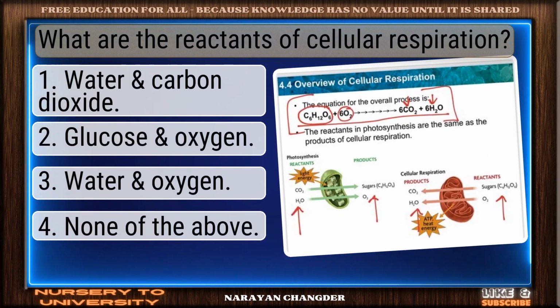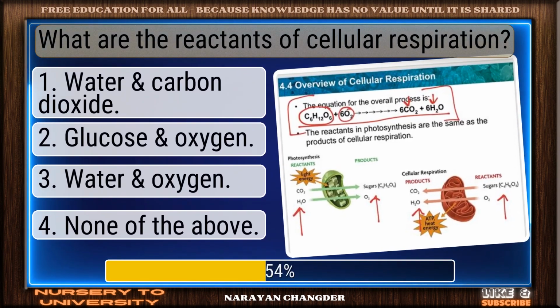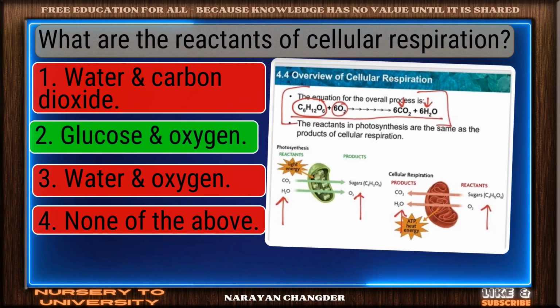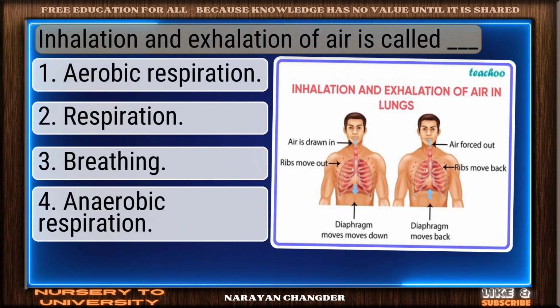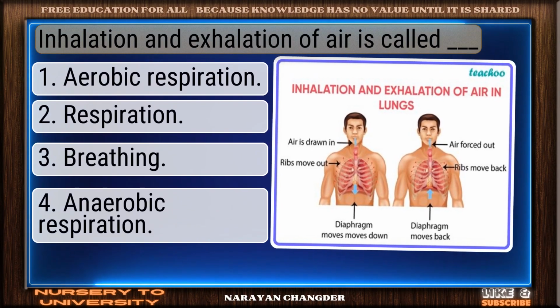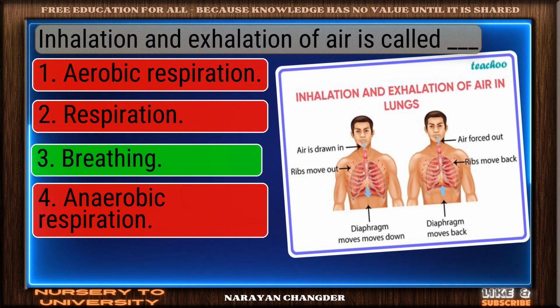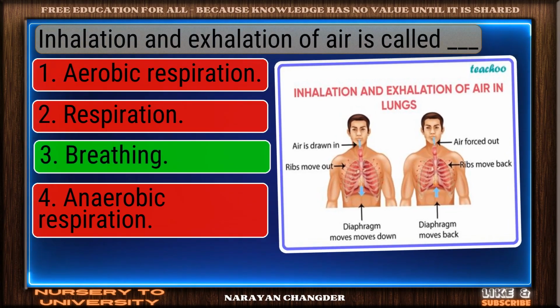Question number 21. What are the reactants of cellular respiration? Nicely done. Glucose and oxygen is a solid answer. Question number 22. Inhalation and exhalation of air is called a dash. Well reasoned. Breathing is the correct choice.